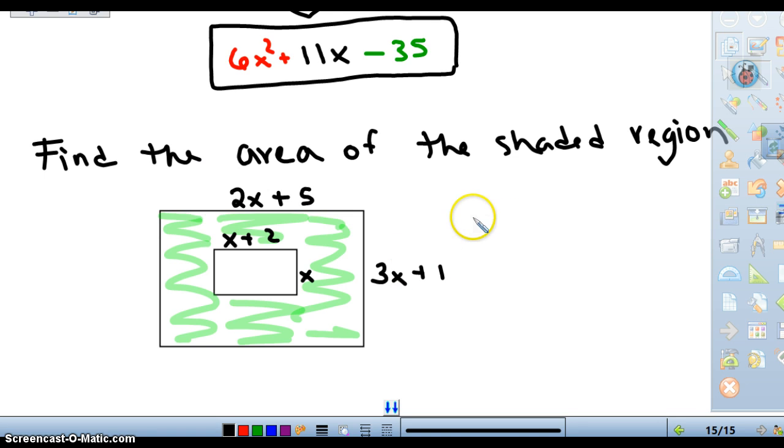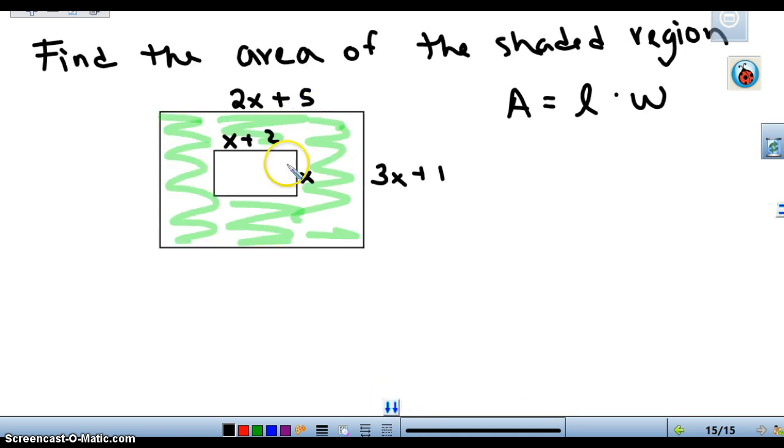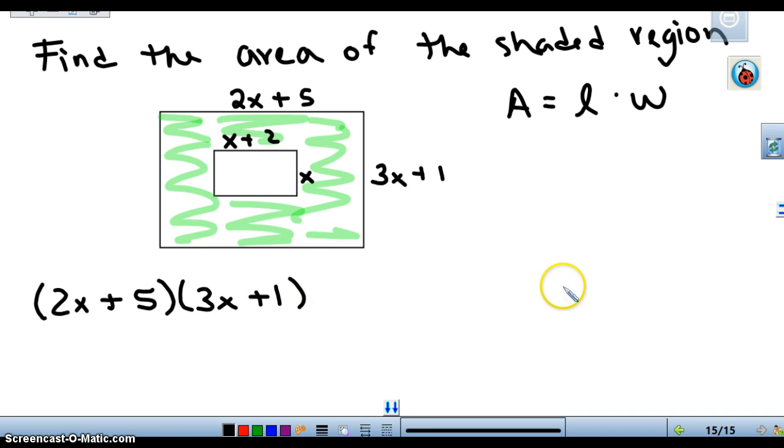To find the area of the shaded region, how do we find the area of a rectangle? Length times width. So can we find the area of the large rectangle, and can we find the area of the smaller rectangle? Okay, so for the area of the larger rectangle, what would I multiply? 2x plus 5 times 3x plus 1. And what about for the smaller rectangle? Okay, x plus 2 times x.